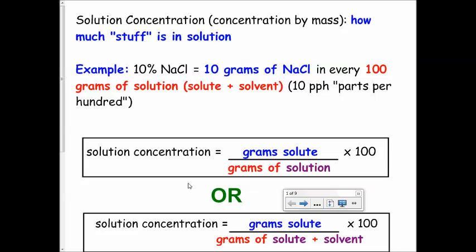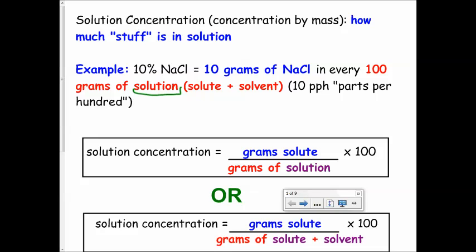So solution concentration. We're talking about how much stuff, I guess you could say, is in a solution. So how much of a solid is in solution. An example of this is if we say we have something that is 10% NaCl. What that is saying is that there is 10 grams of NaCl in every 100 grams of, and now this is where we really have to be able to differentiate between 3 different words. It is 10 grams of NaCl in every 100 grams of solution.